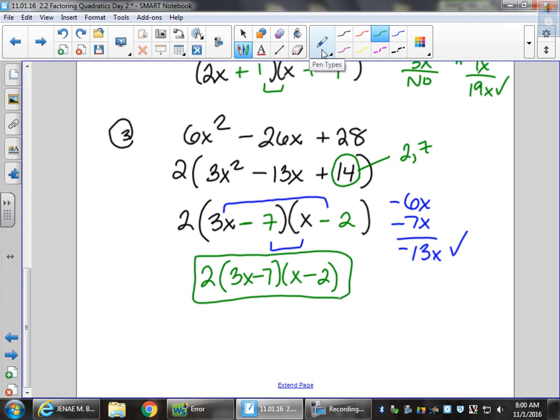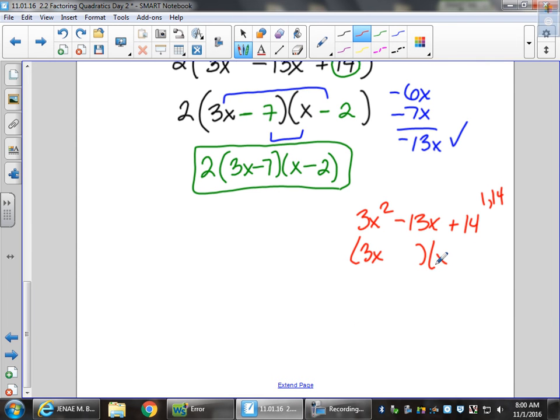So the question is, couldn't we have used 1 and 14? Let's see. So I'll put it off here to the side. 3x squared minus 13x plus 14. So let's see 1 and 14. I still have to have 3x and x. Do you agree? Where are we going to put 14 and where do you want to put 1? 14 on the inner. 14 on the inner? And 1 on the outer?